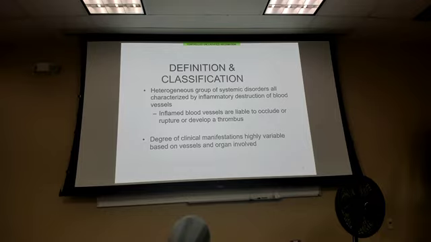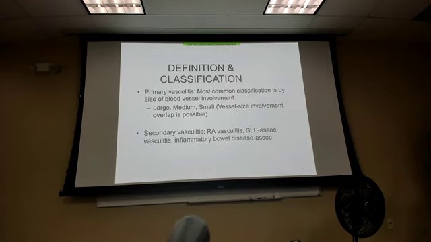The degree of these manifestations is highly variable based on the vessels and the organs that are involved, because this is not going to be all head to toe. It'll have some of the locations that are specific to where they want to go. Primary vasculitis, the most common classification is by the size of the blood vessel involved. So we can have that be large, medium, small.